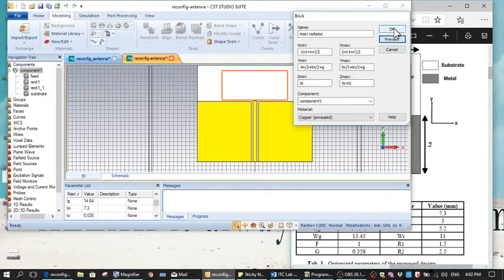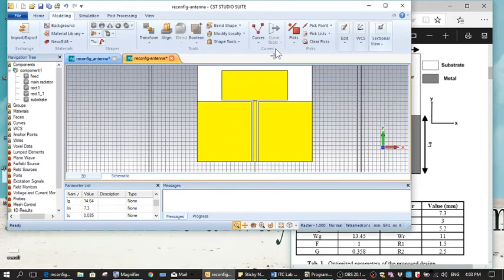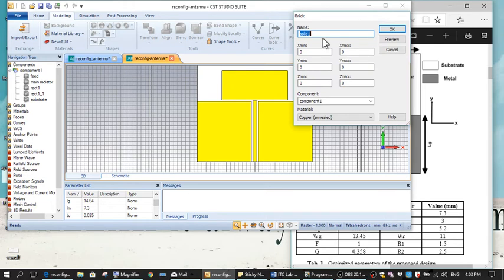Now let's note down these dimensions because we need to make another resonator. So okay, let's make it. Okay, now we need to make another resonator or radiator I mean, which is my inner main radiator.